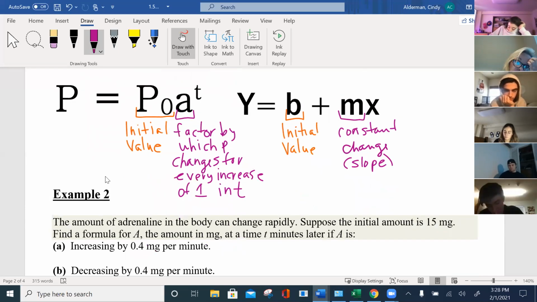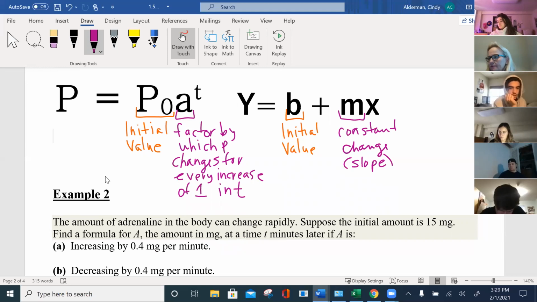First of all, for A and B, are these linear or exponential situations? Anyone can answer. Linear. Yeah, thank you. They're linear, right, because they're changing by a constant amount. They're saying increasing by 0.4 milligrams per minute. So every minute it changes by the same amount. So that's how we know these are linear.